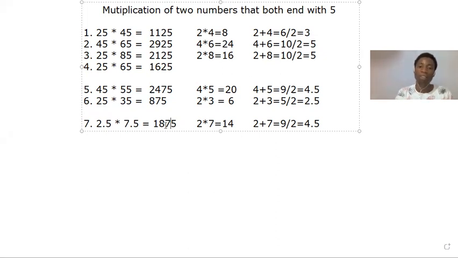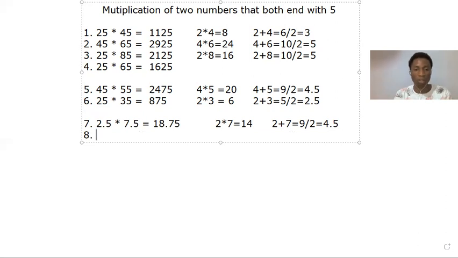Remember something, that we neglected the decimal point. So in this case, we're going to return the decimal point. So how many numbers do we have at the back of the decimal here? This one is 1. At the back of the decimal here, this one is 1. So your decimal is always at the back of this number. So you count 2, 1, 2. So your decimal is here, 18.75. That is quite simple.